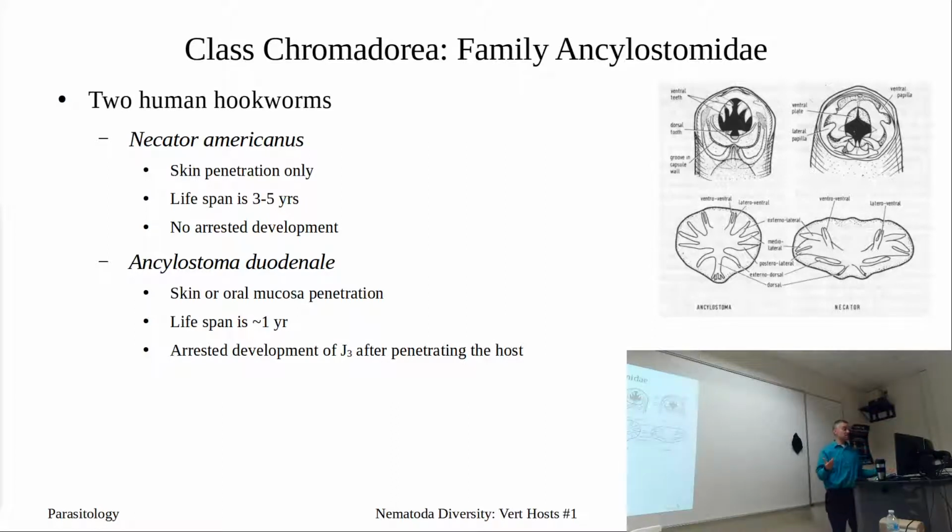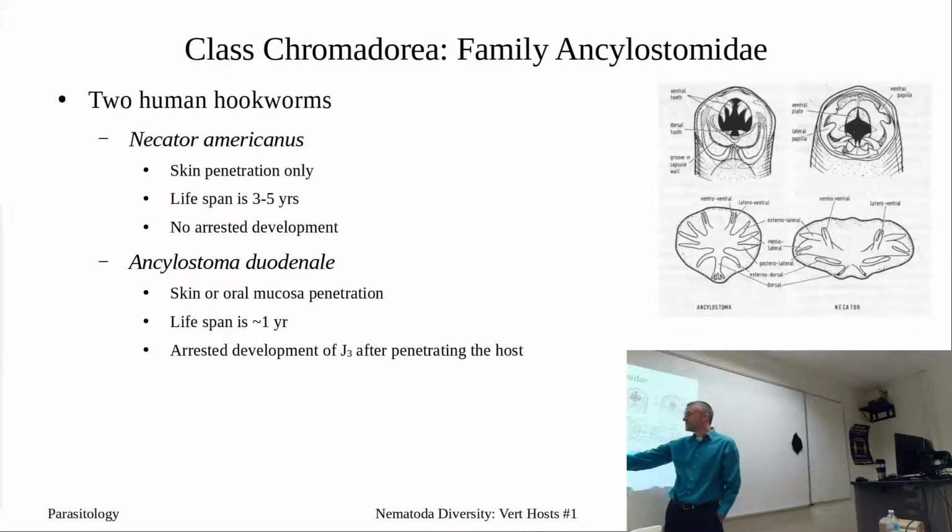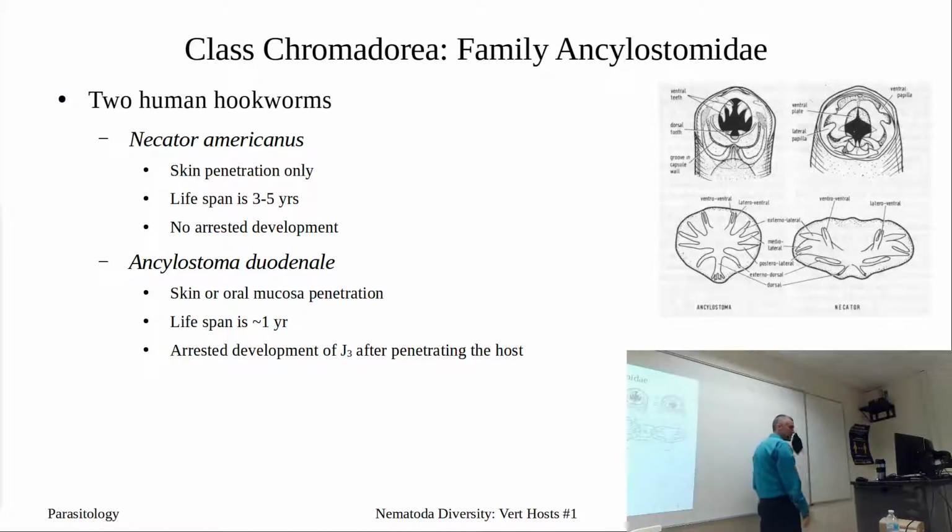The lifespan of these things is also different. So Necator has a 3 to 5 year lifespan. Once they get to the gut, they're going to live for 3 to 5 years releasing eggs. Ancylostoma only lives for about a year. All right, so if you're going to get infected and retain this infection, you have to be reinfected basically every year. This difference in the years likely is the reason why we see arrested development in Ancylostoma, but not Necator.